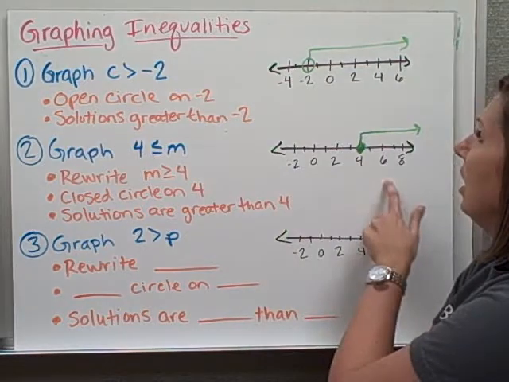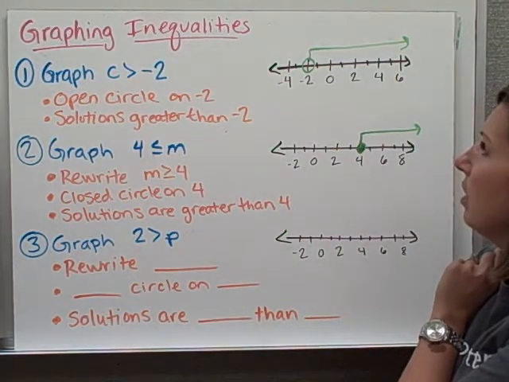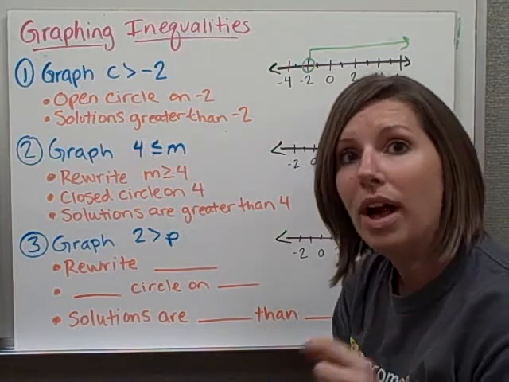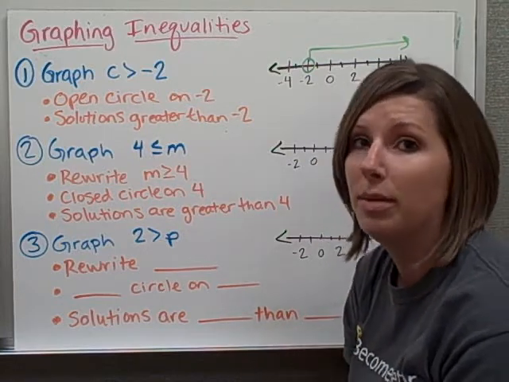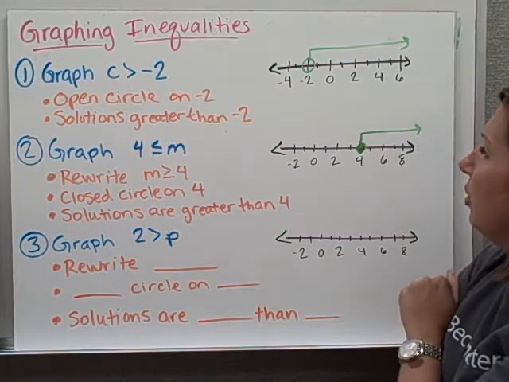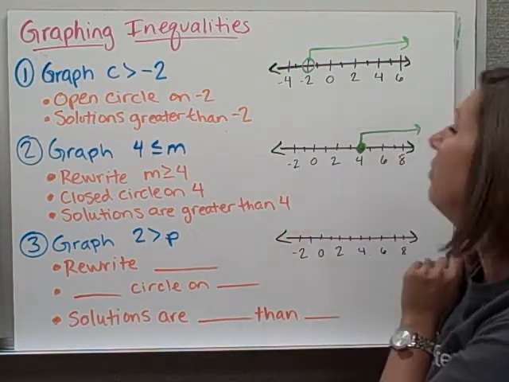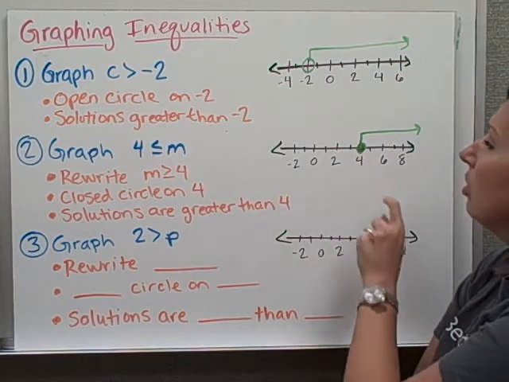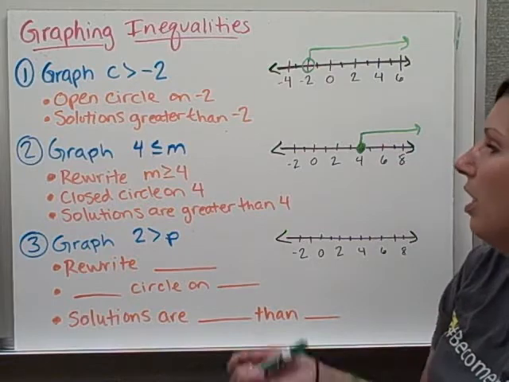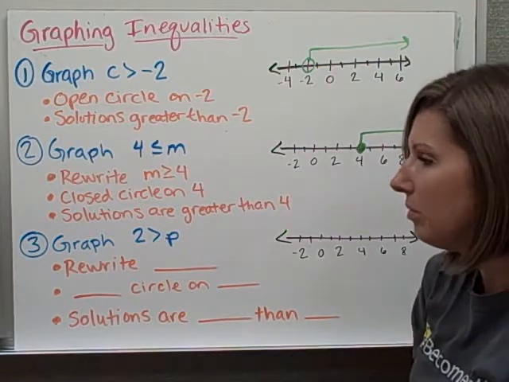So on my number line, I've written some more numbers out. Sometimes you will be given all the numbers on your number line. Sometimes you will have to draw your own number line. So I just wrote a number line in that would make most sense in this problem. And I drew a closed circle on 4, and I'm shading all the solutions that are greater than 4.